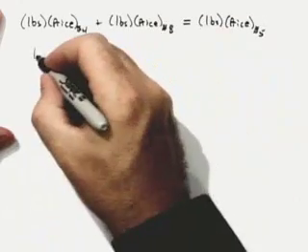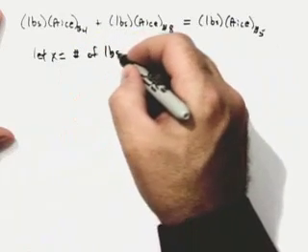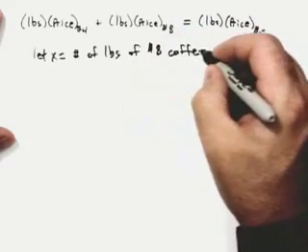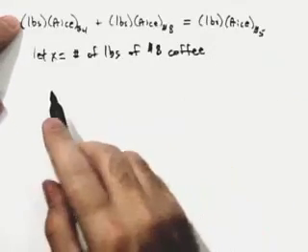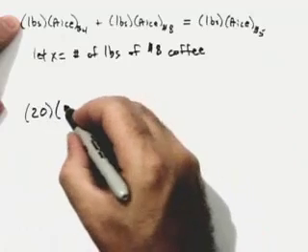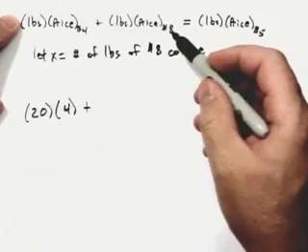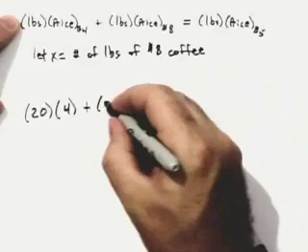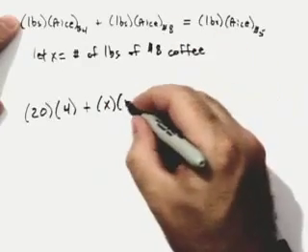We're going to define a variable. We'll let x equal the number of pounds of the $8 per pound coffee. Then we're going to go ahead and plug in what we know into our equation. We are given that we're using 20 pounds of the $4 per pound coffee. So 20 times 4 is $4 per pound. Plus, now for the $8 coffee, we don't know how many pounds we're supposed to mix. That's actually what we're trying to solve for. So we'll put in our variable x to represent the pounds of $8 per pound coffee. The price was $8 per pound.